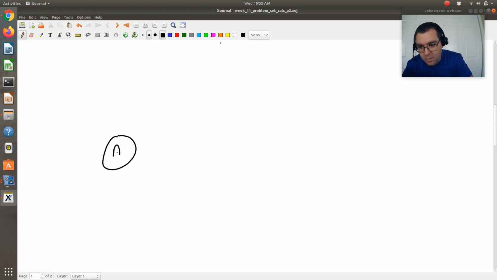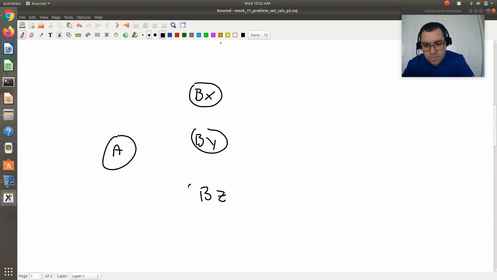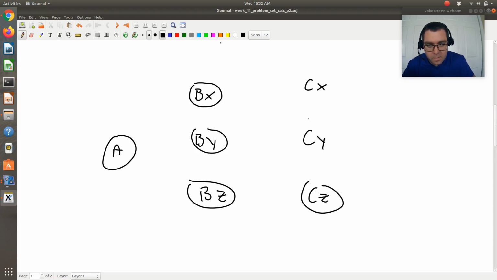I'm going to have some common origin node A. And then in B, I can have a B, and I'm going to call it BX. I can get to B on airline X. I can get to B on airline Y. I can get to B on airline Z. Likewise, I can get to C on airline X, I can get to C on airline Y, or C on airline Z. And then I'm going to get to this common destination D.